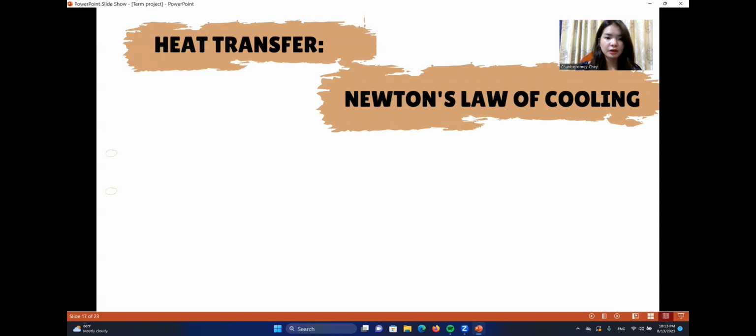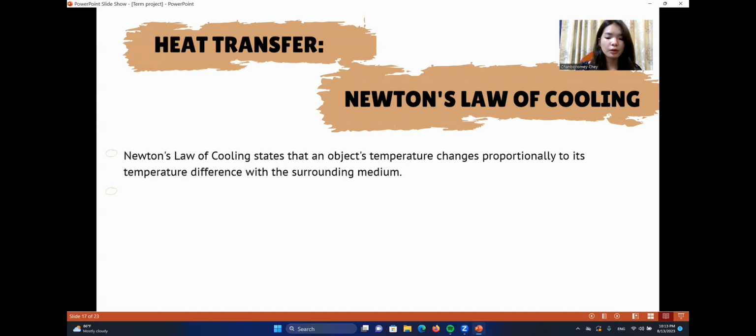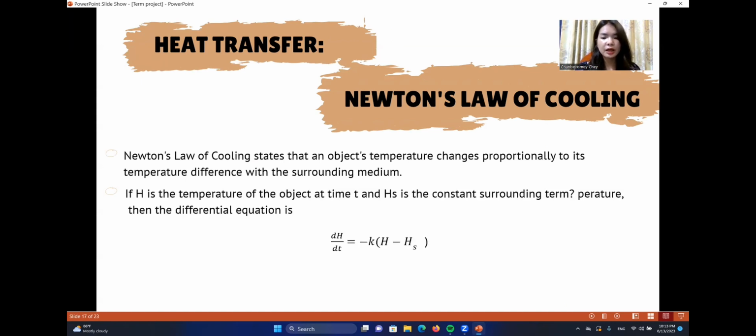And this is our last content, heat transfer, Newton's law of cooling. Newton's law of cooling states that an object's temperature changes proportionally to the temperature difference with the surrounding medium. If H is the temperature of the object at time t and Hs is the constant surrounding temperature, then the differential equation is dH over dt equals negative k times H minus Hs.